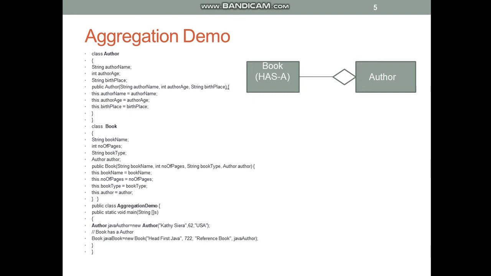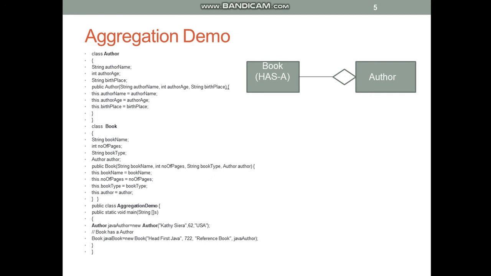In the Book class, as we have said, author is a reference class to the Book class. So the Book class must have the Author class existence. When we create, first we need to create the Author class instance, and when we create the Author instance, you have to give the name, age, and the birthplace. As you can see, we have given Kathy Sarah, her age, and her birthplace as USA, California.